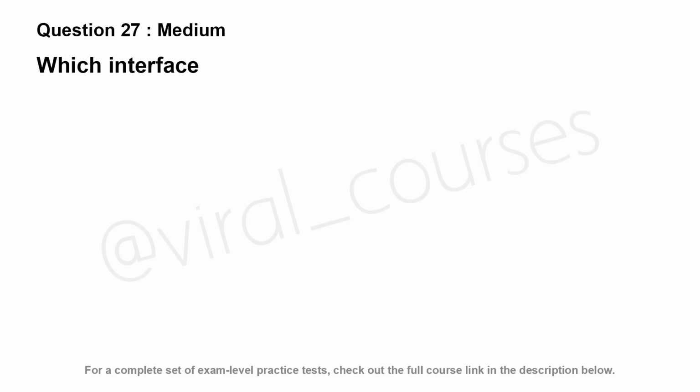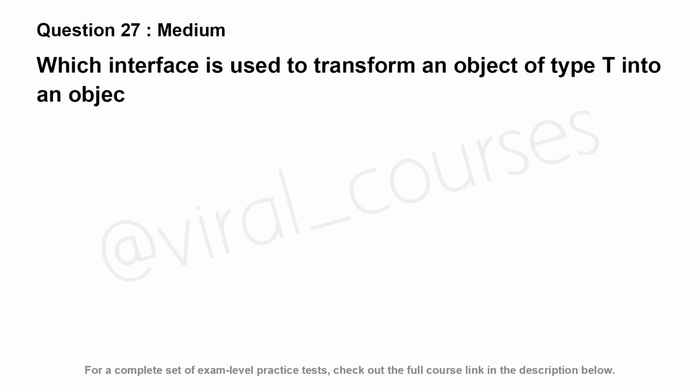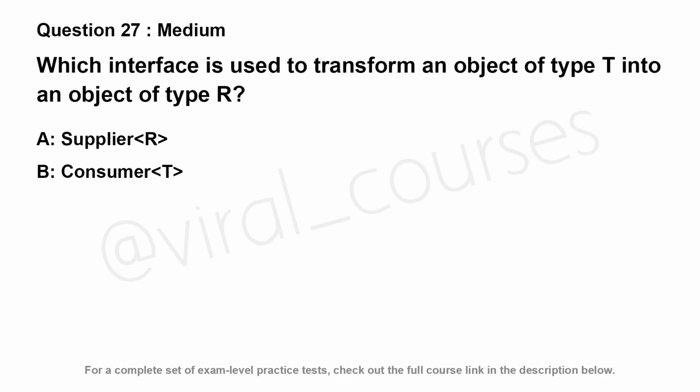Which interface is used to transform an object of type T into an object of type R? Option A, Supplier<R>. Option B, Consumer<T>. Option C, Function<T, R>. Option D, BiFunction<T, R>.